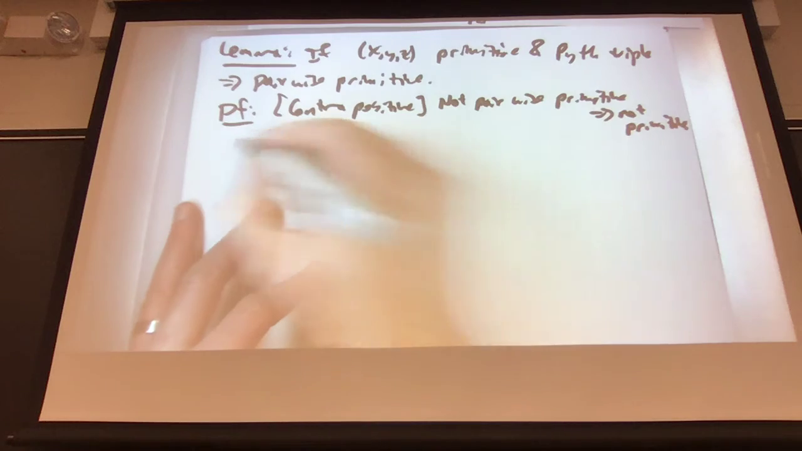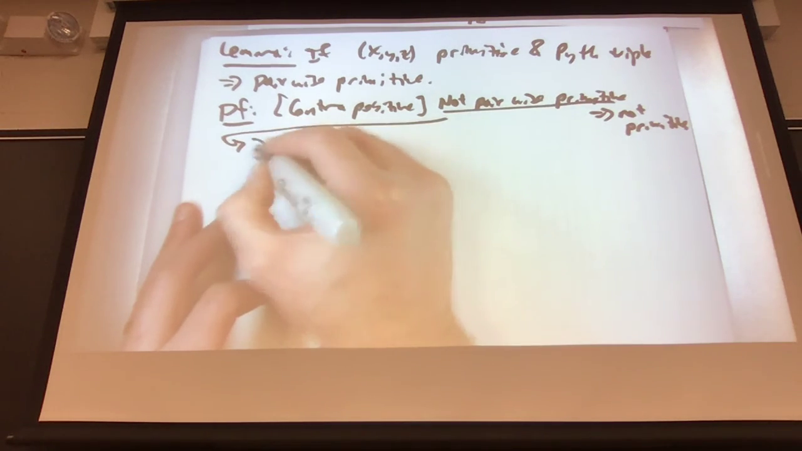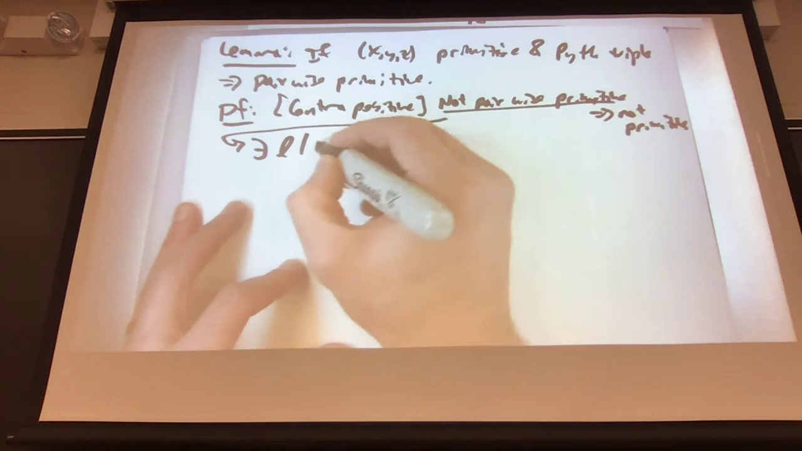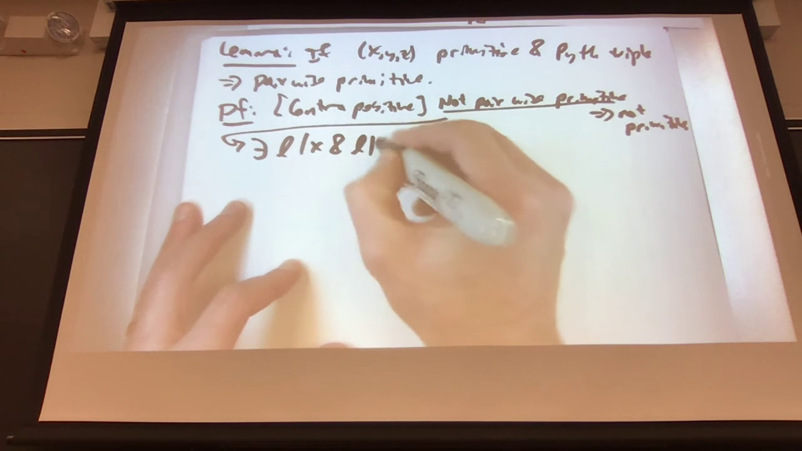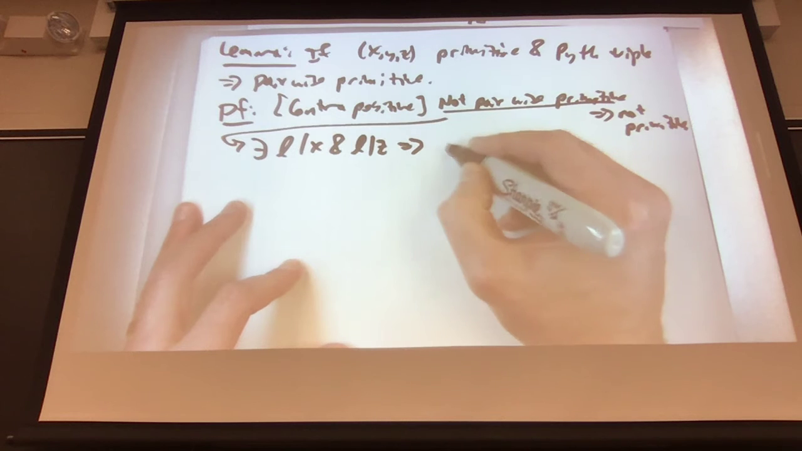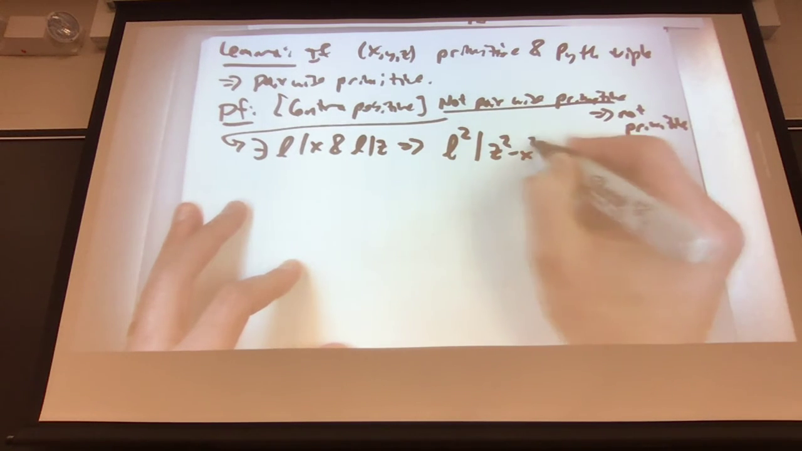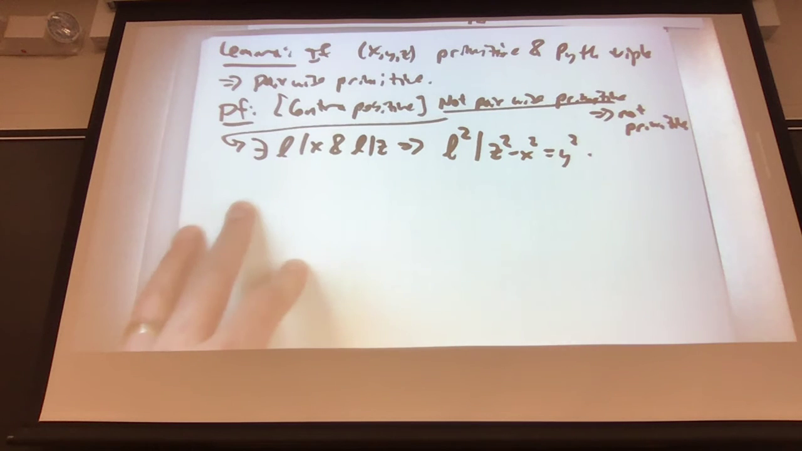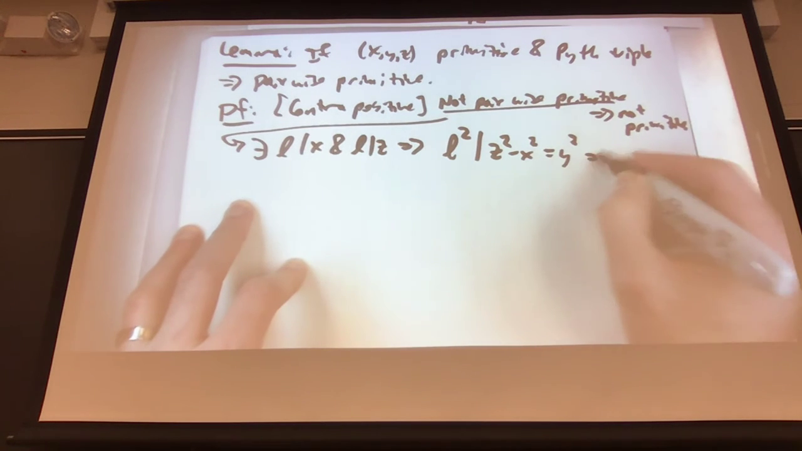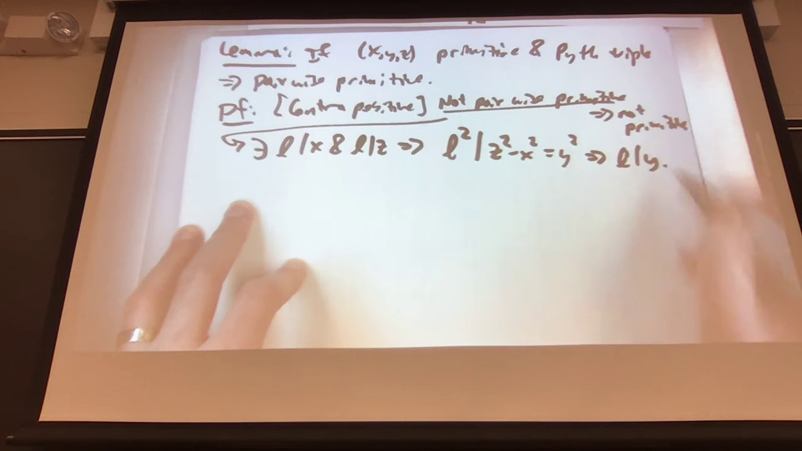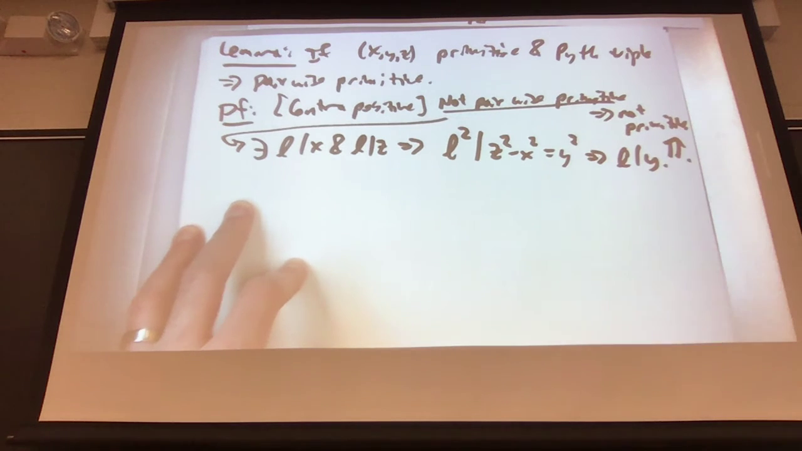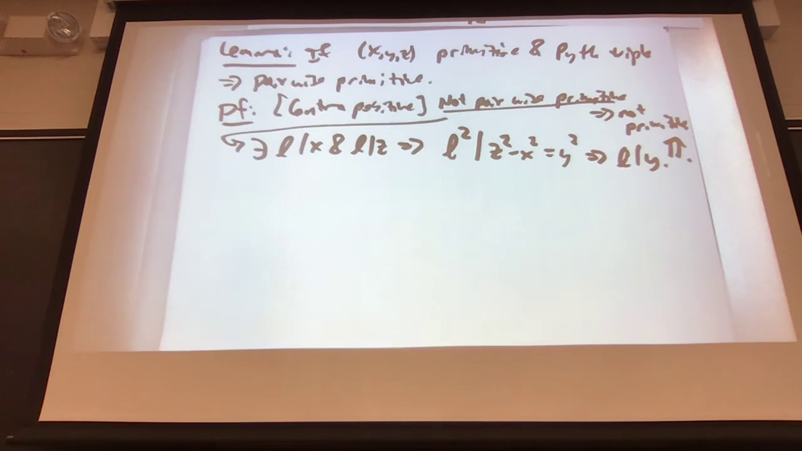And the proof is, not pairwise primitive, so there exists some L dividing, let's say, x and L divides z. That implies L squared divides z squared minus x squared, but that's y squared, which implies L divides y, which implies not primitive. Does that make sense?